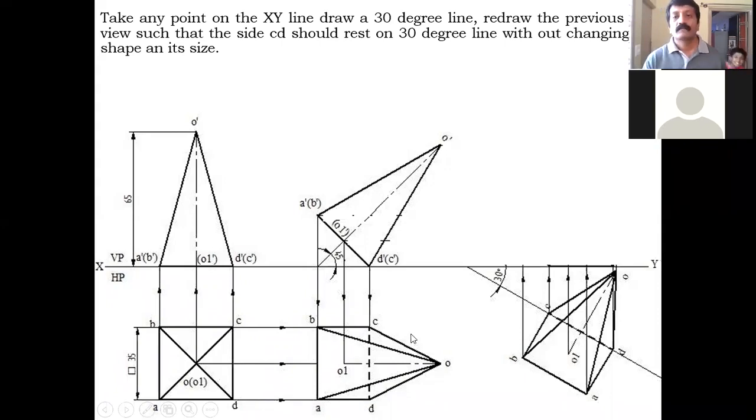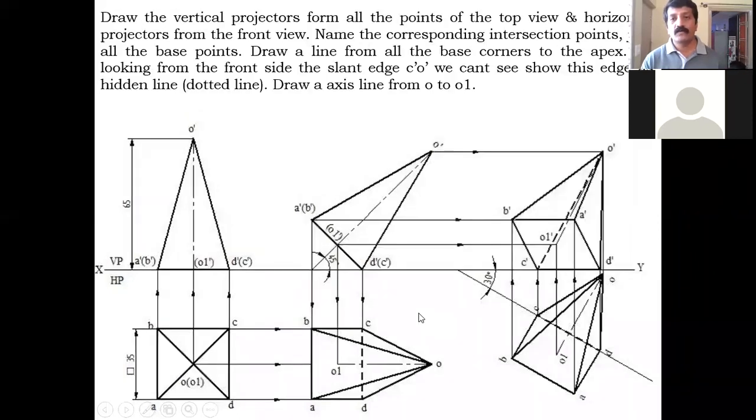So after this, to get the final front view, what you have to do? You have to keep drawing the vertical projector from all the points of your top view like this, and you have to draw the horizontal projectors also from all the points of your front view. Now coincide the points and name them. A is here, A dash is here, this is A dash. B is here, B dash is here, this is B dash. C is here, C dash is here, this is C dash.